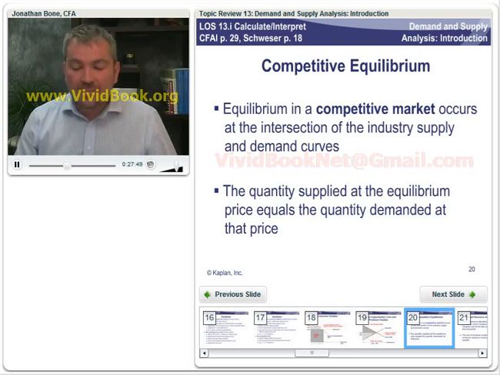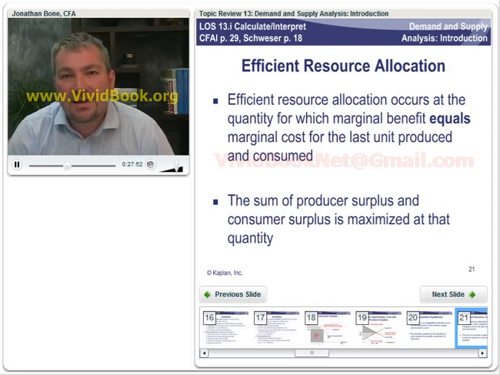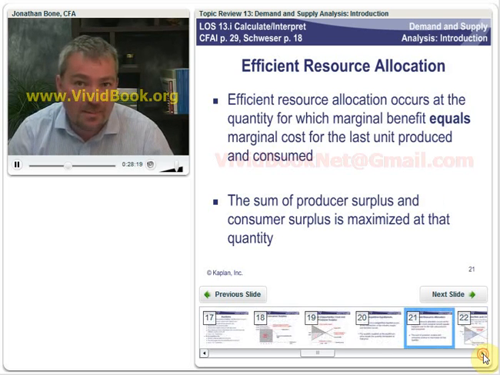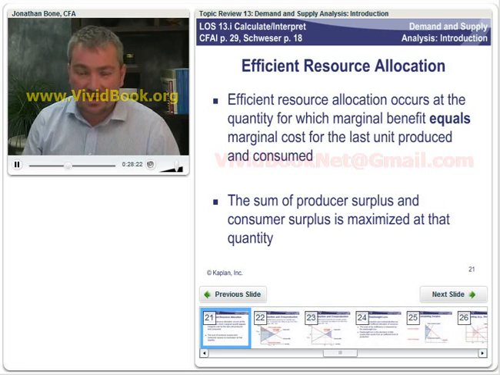Now, the key point is to talk about efficient resource allocation. We have efficient resource allocation because the marginal benefit equals the marginal cost. The benefit to consumers from the production and consumption of the last unit, i.e. the utility they receive from consuming the last unit, is equal to the cost of producing that last unit. And the key to note is we maximize the aggregate of both consumer and producer surplus, meaning we're getting the best out of limited resources, so we're efficient in our allocation of limited resources.